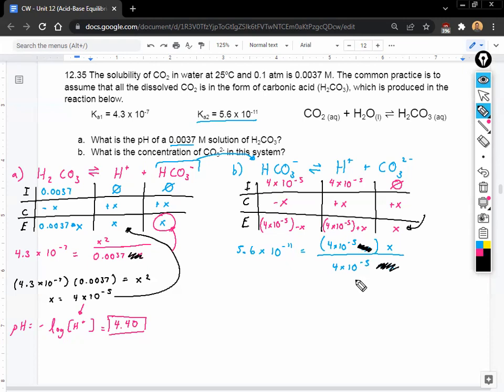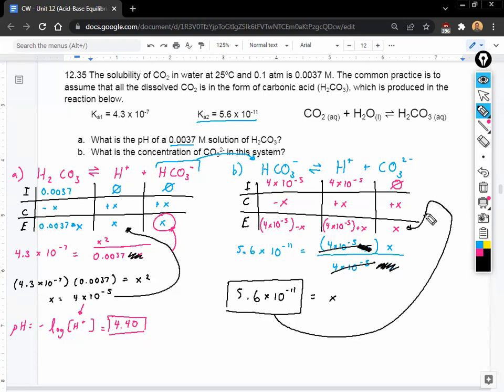Okay, so from here, the math actually gets really easy. What do we have on the top and bottom of the fraction? Yeah, the same value, so you can cancel out. So we're done. X is going to equal 5.6 times 10 to the negative 11. And that is going to be the concentration of CO3 2-.